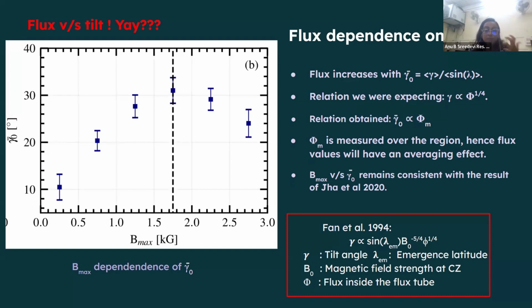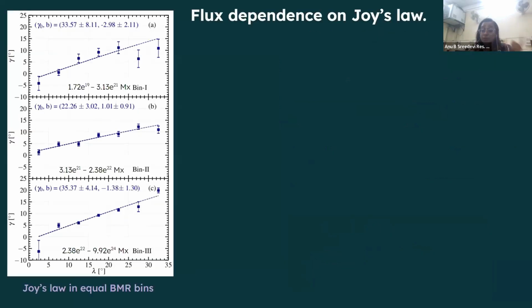So from Joy's law slope. What we are basically looking at is Joy's law slope. Gamma 0 bar is a representative of Joy's law slope. So if I look at only higher flux BMRs, I should see higher Joy's law slope for them. So that's what I did.